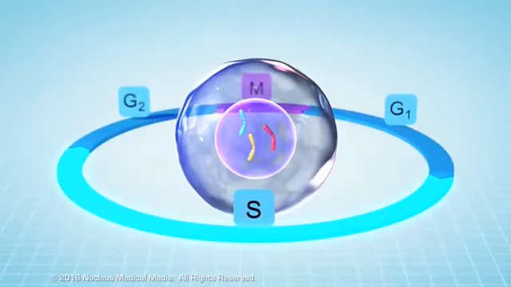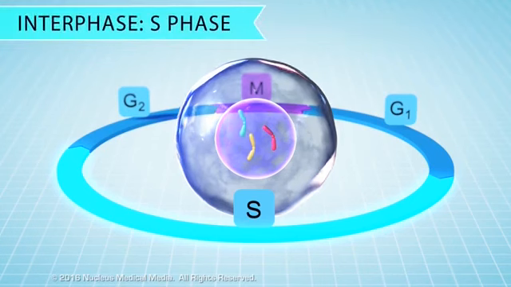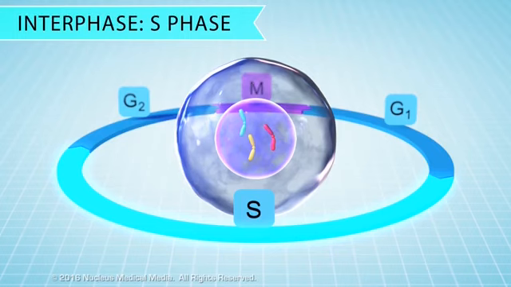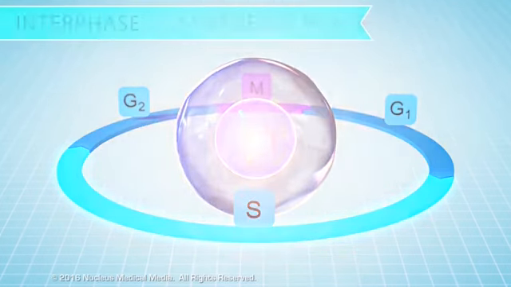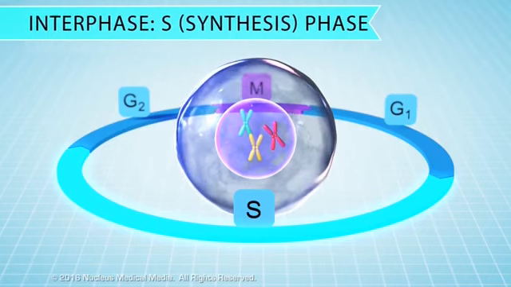A cell enters the S phase after it grows to the point where it's no longer able to function well and needs to divide. The S stands for synthesis, which means to make, because a copy of DNA is being made during this phase.